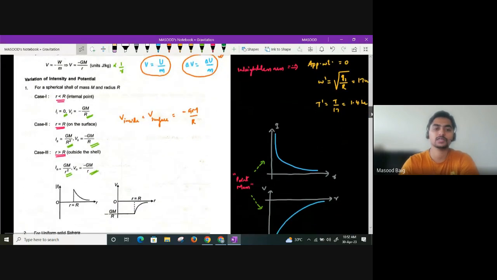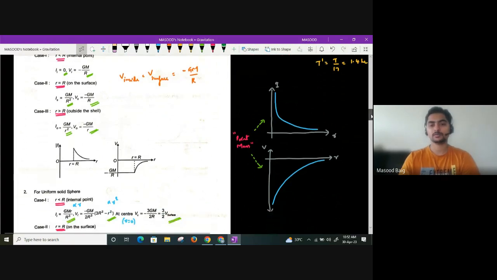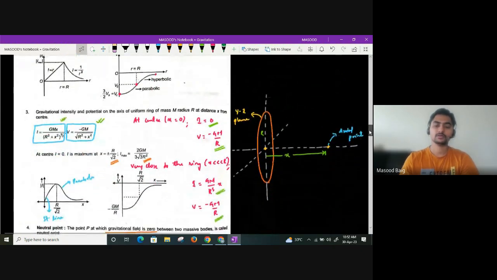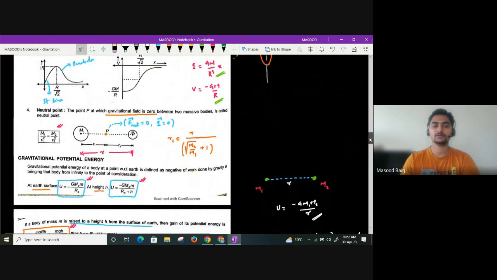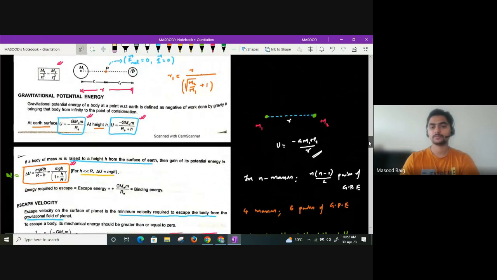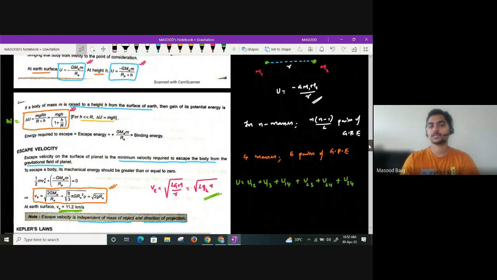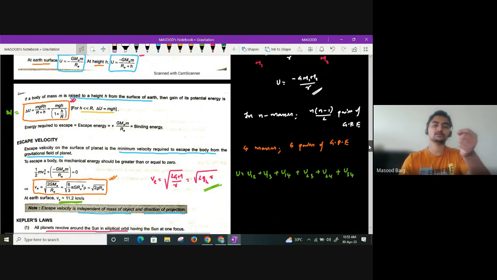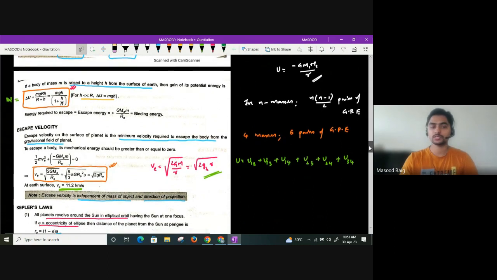We have seen the variation of field and potential for a spherical shell, for a solid sphere, as well as for a point mass, and we have discussed it for a ring also. These variations you should be aware of. Then we have talked about the neutral point, that particular point where the resultant field will be zero, or the force experienced by a test mass placed at that point is zero. Potential energy, we have seen the expression if two masses are separated by distance r. If there are n masses, we have discussed the number of pairs. If you are taking an object from the surface to a certain height, how much work should be done? We have discussed the change in potential energy.